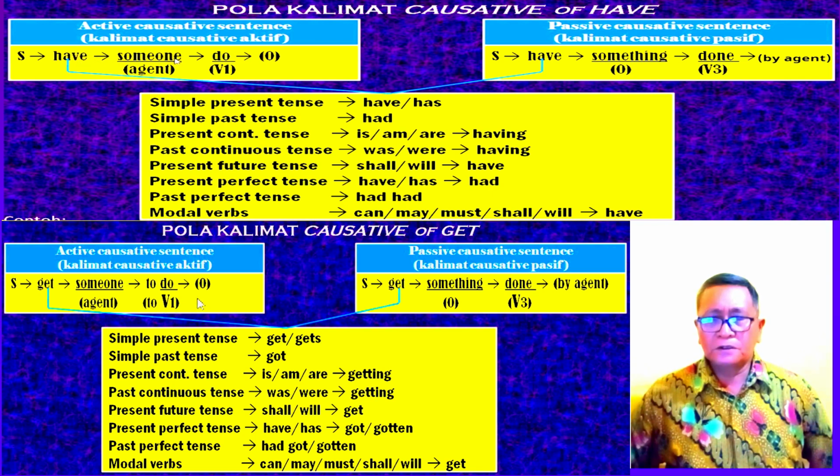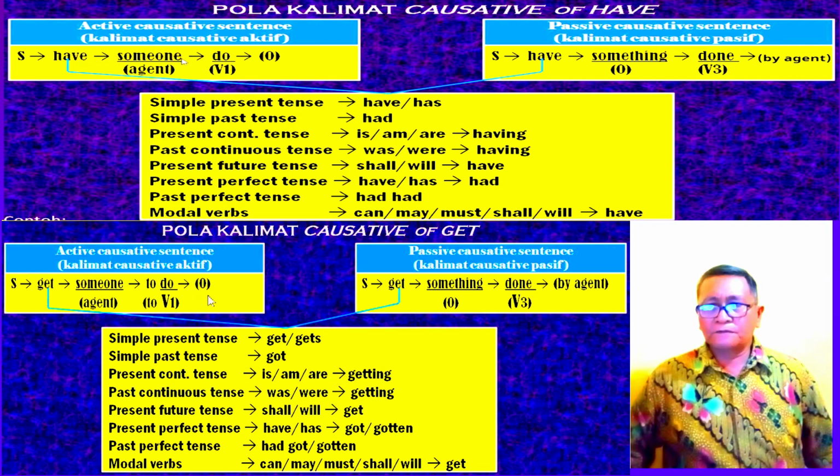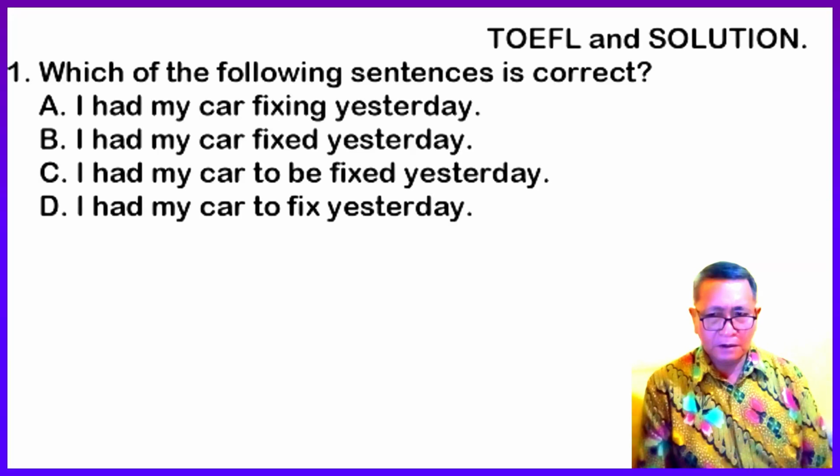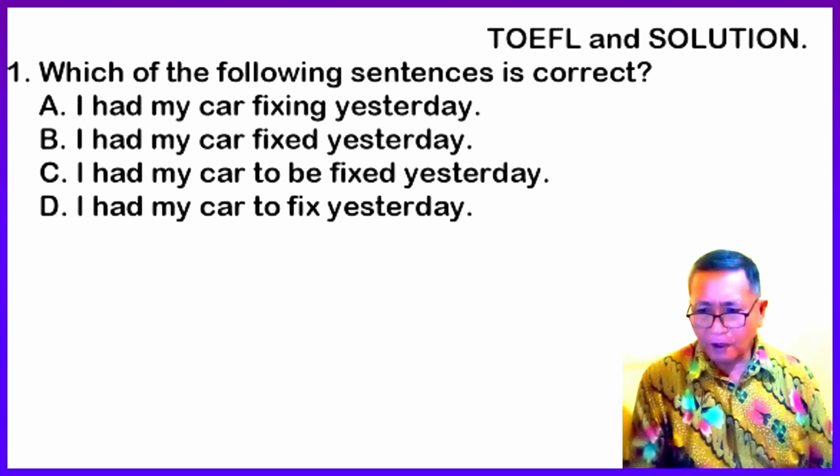Sentence patterns of causative verbs of have and get. Test of English as a Foreign Language, or TOEFL. Number 1, which of the following sentences is correct? Okay. B, I had my car fixed yesterday.